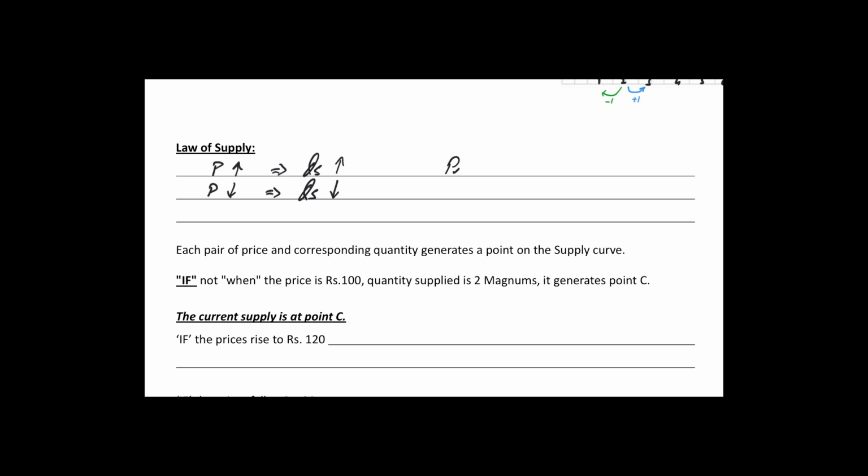Okay, so price and quantity supplied have a positive relationship. Okay, when I say positive relationship, that means that they move in the same direction. It has an upward sloping curve.